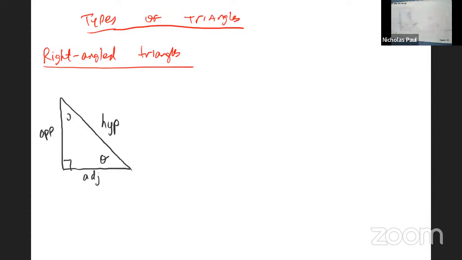But if I change theta up here, then it would be on the next side. The side opposite the right angle is the hypotenuse, and the adjacent helps make the angle. So if your angle is here, opposite is here. Of course, we should know that the hypotenuse is the longest side. This is the longest side.